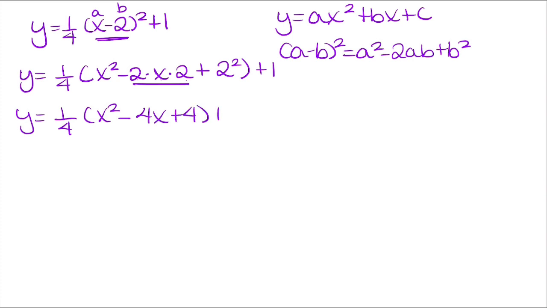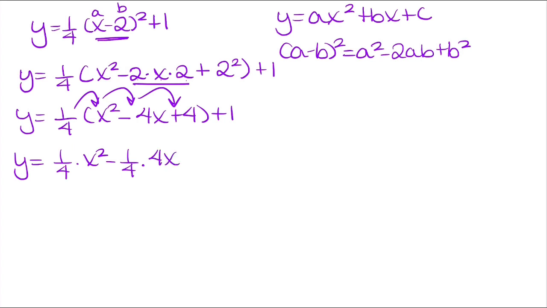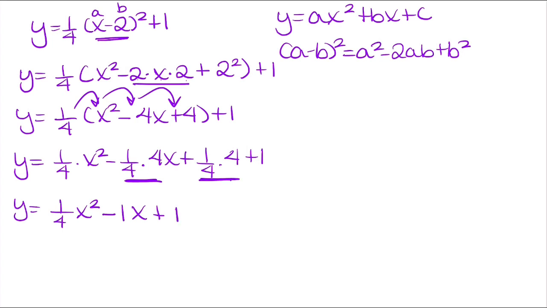Okay, and then I still have my plus 1 on the outside. So now I have this 1/4 in front that I'm going to distribute to all three of these terms. So I have y equals 1/4 times x squared minus 1/4 times 4x plus 1/4 times 4 and then plus 1. So I have y equals 1/4 x squared minus 1/4 times 4, that's just going to become minus 1. So I have minus 1x, and then plus 1/4 times 4, that's just 1. And then I still have that plus 1 at the end.